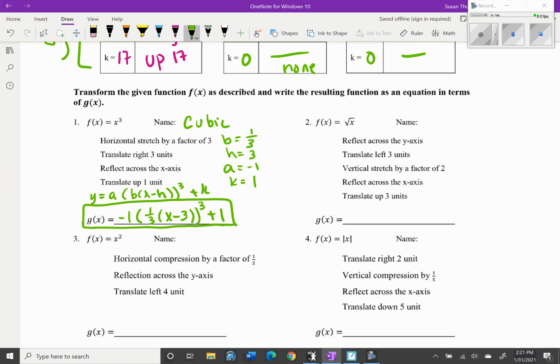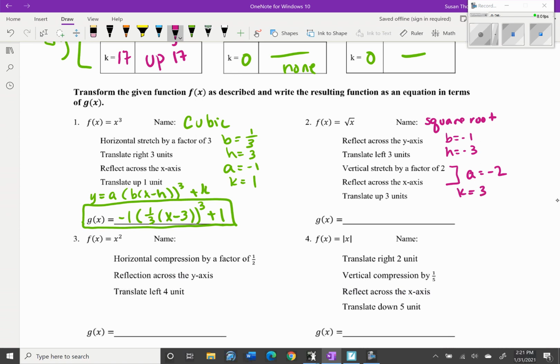So if we look at the next one, this of course has the square root. So it's the square root graph. We have a reflection across the y-axis, so that means b is equal to -1. Translate left 3, so h equals -3 if we're going to the left. Vertical stretch by a factor of 2, and reflection across the x-axis. Those are both your a, so a is equal to -2. Negative is the reflection, and the vertical stretch is the 2. And up 3 would be k is equal to 3.